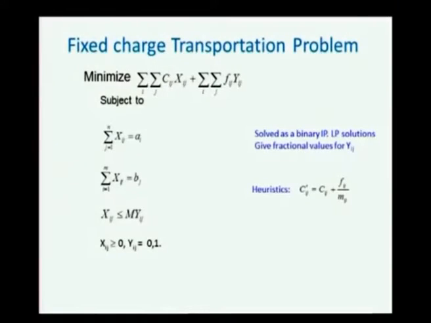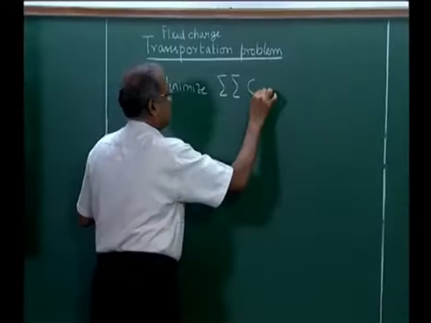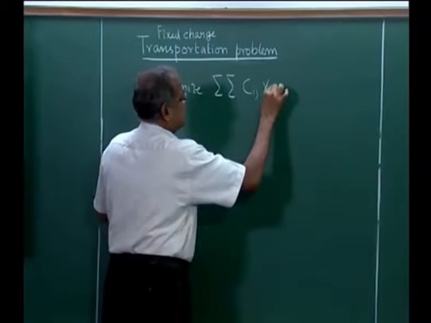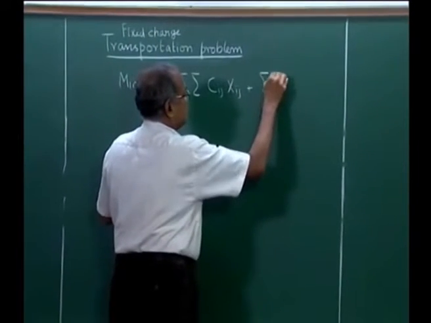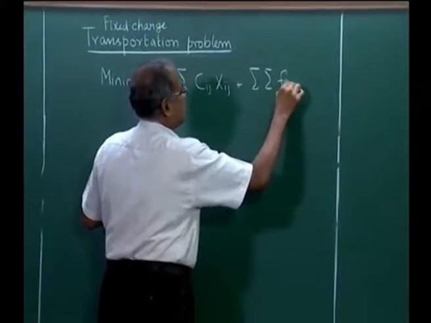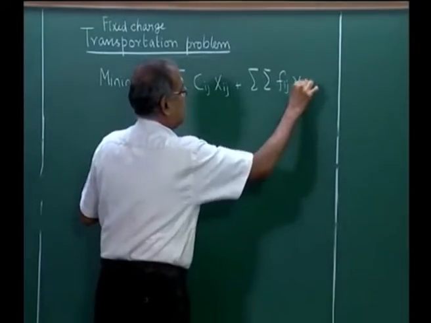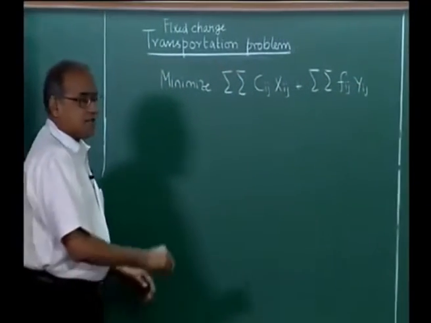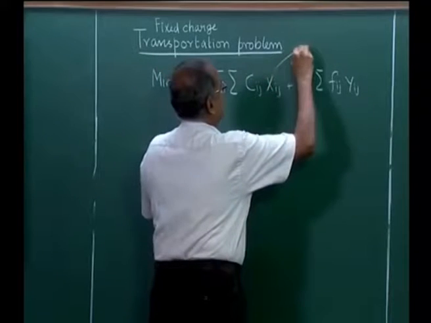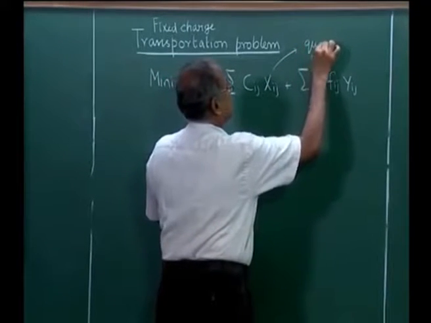There could also be other fixed costs associated with travelling from a particular place to some other place. So, the fixed charge transportation problem has two components, Cij xij plus Fij yij. The objective function is to minimize the two costs. So, minimize Cij xij plus Fij yij.